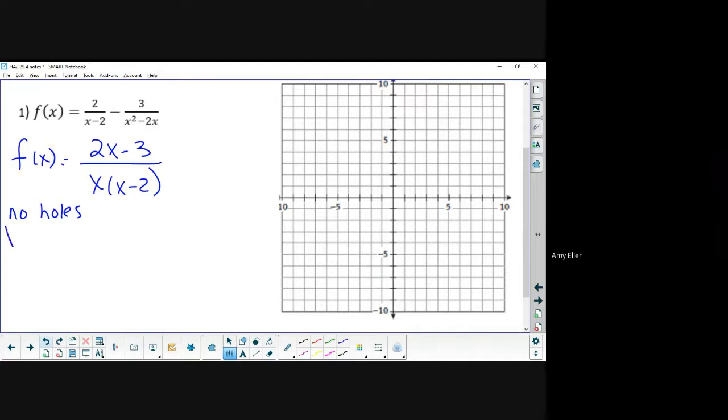Who can tell me something about any vertical asymptotes? Jillian? There's 2 of them. Yes, what are they? 0 and positive 2. X equals 0, x equals 2. I look at my denominator. X can't be 0 because of that guy. X can't be 2 because of that factor.